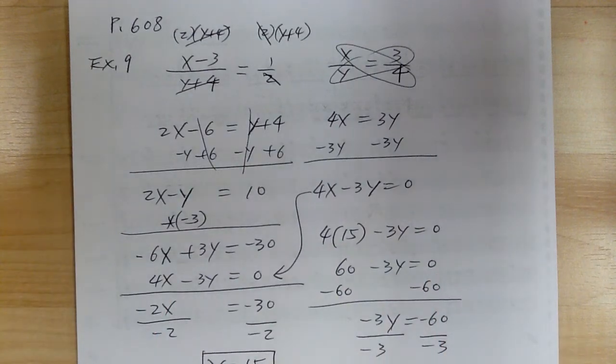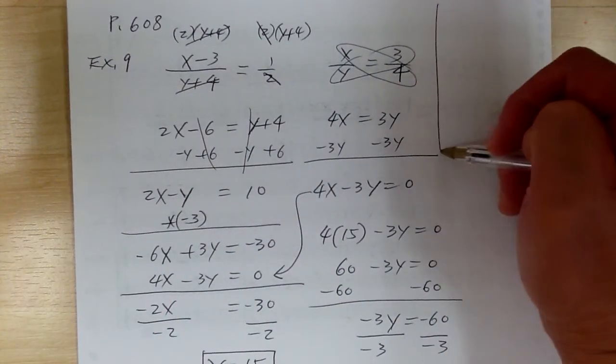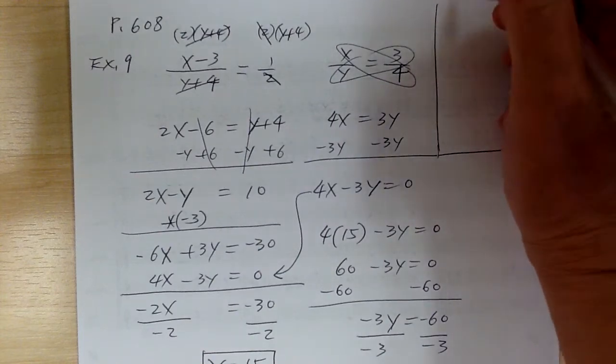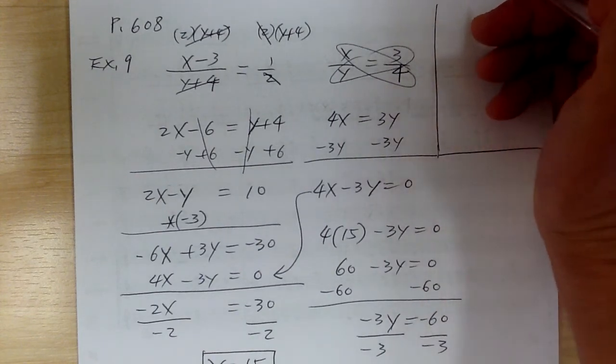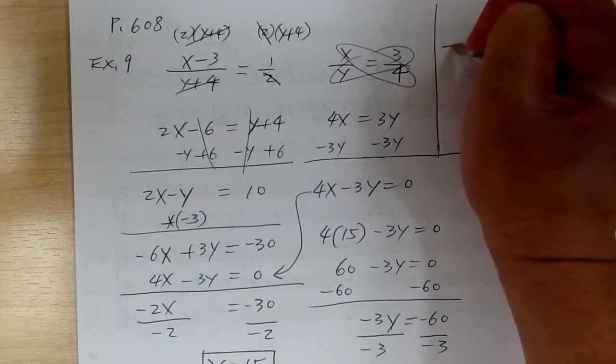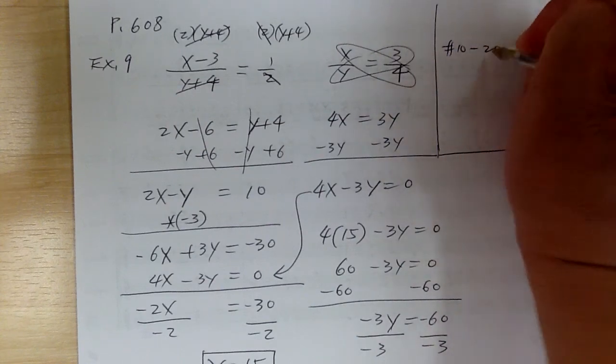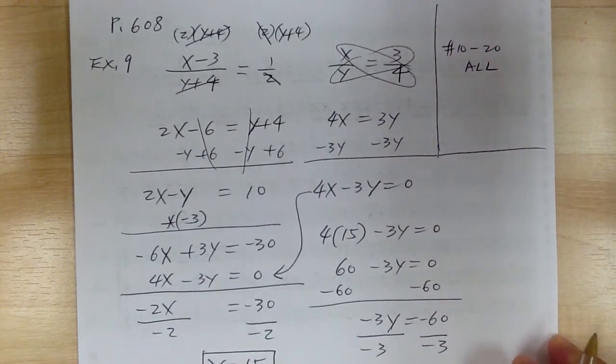Okay, so let's do some practice. Continue with what you have. You already did 1 through 9, right? So for today, just do number 10 through 20, all. Okay, so just continue with your assignment.